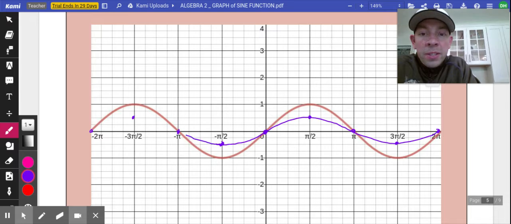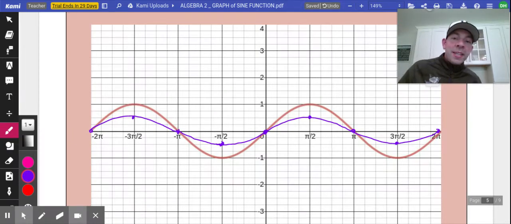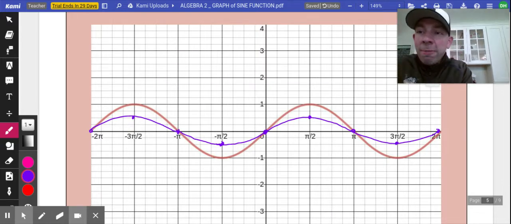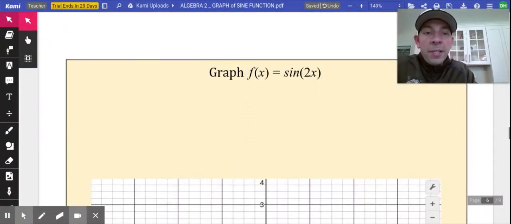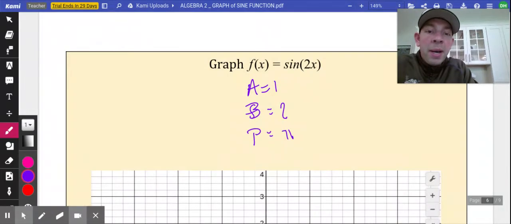One thing you'll notice is when we tweak the amplitude, it has no effect on the x-intercepts in these first 2 examples. So we still have x-intercepts at 0, pi, 2 pi, -pi, -2 pi. Those won't get affected until this next example when we start to tweak the frequency a little bit. So you'll notice we've got an amplitude of 1, a frequency of 2, and then a period that's going to turn out to be pi.